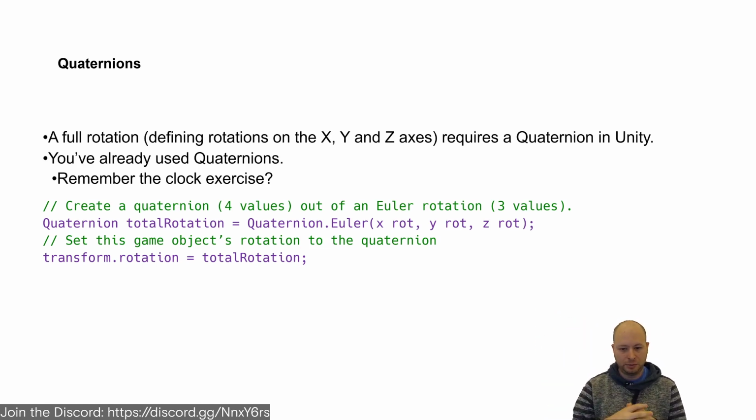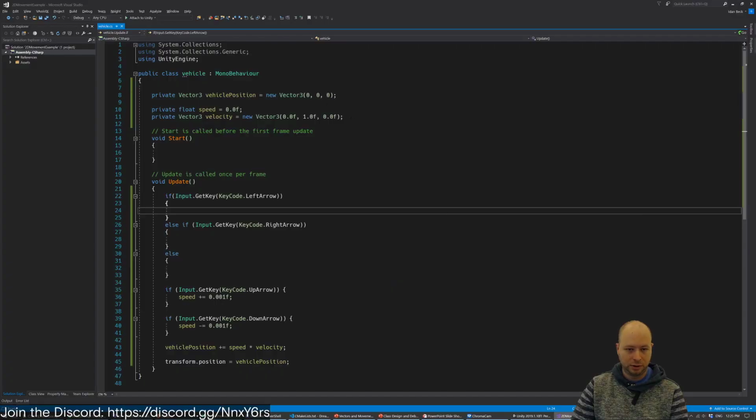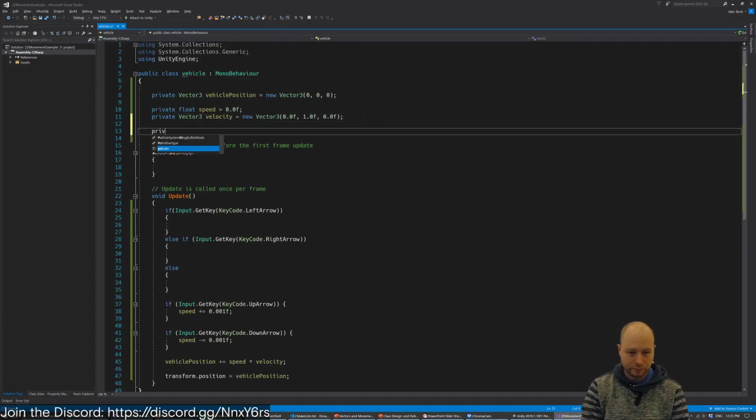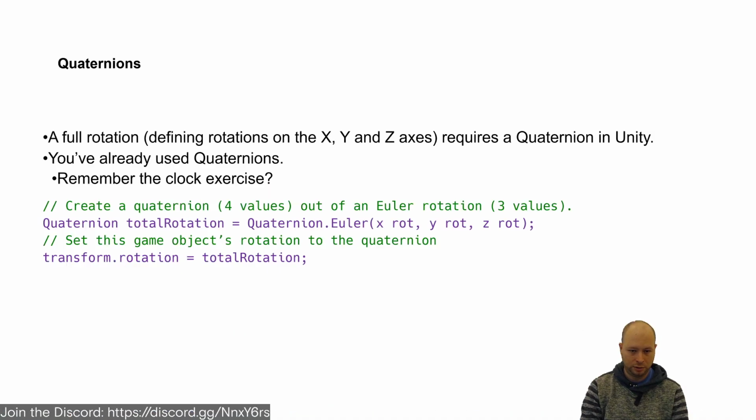And so to do this, it's actually pretty simple. You just create a rotation, and then you apply it to the transformation like we were doing with a position. So let's do that. For example, let's do private quaternion, or call it our orientation equals new quaternion.